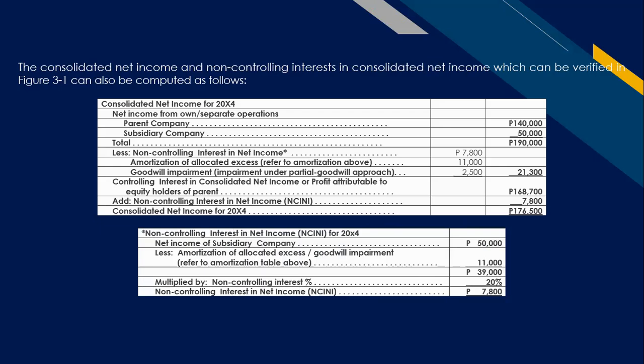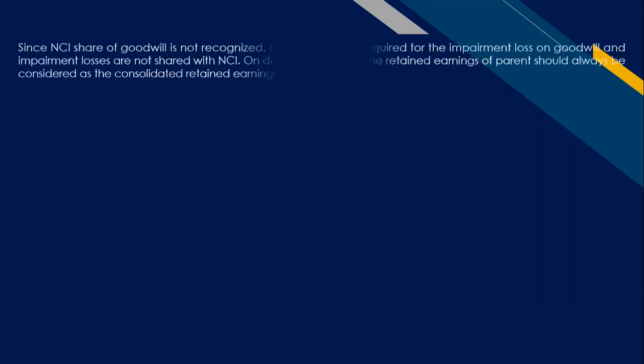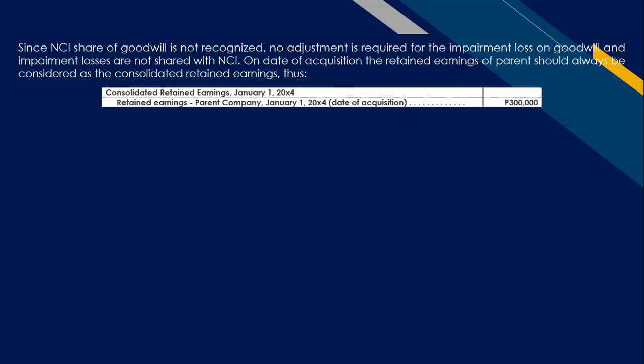Net income of subsidiary company of 50,000, and we have to deduct the amortization of allocated excess, goodwill impairment, refer to the amortization table above, then multiplied by a percentage of non-controlling interest. Since NCI share of goodwill is not recognized, no adjustment is required for the impairment loss on goodwill, and impairment losses are not shared with NCI. On date of acquisition, the retained earnings of parent should always be considered as the consolidated retained earnings. So we have now the consolidated retained earnings of parent, date of acquisition, 300,000.